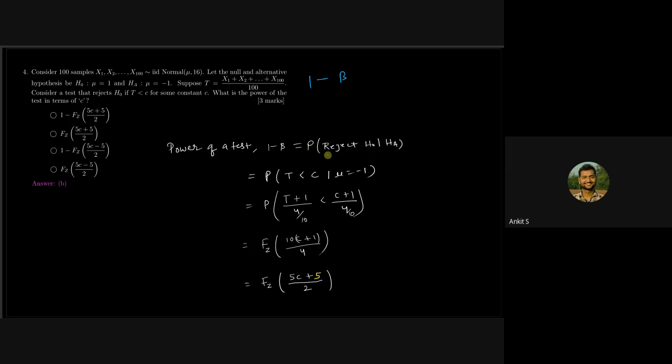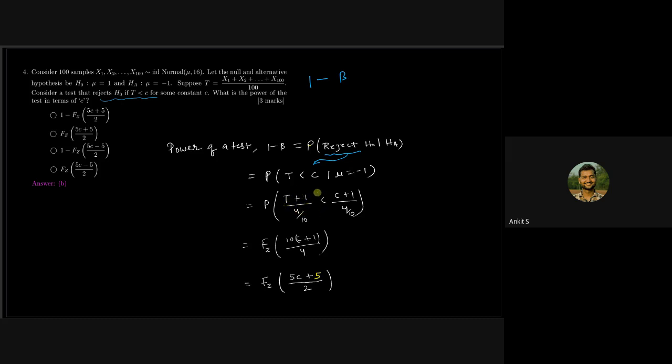So simply you have to denote it in probability notation. Rejecting H not means T less than C, given mu is equal to -1, since the alternative is mu equals -1. So you have to use mu equals -1. The complete distribution can be called the alternative distribution. Then what is the power of the test that you have to calculate?